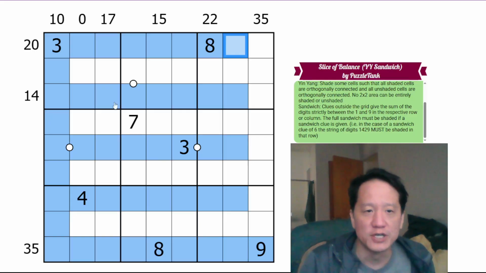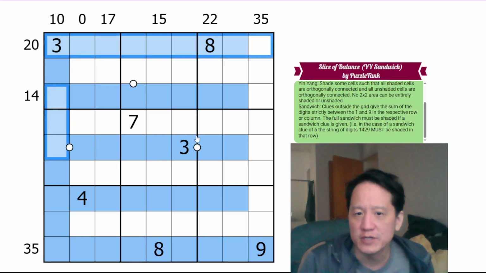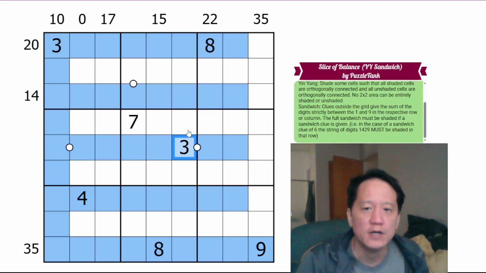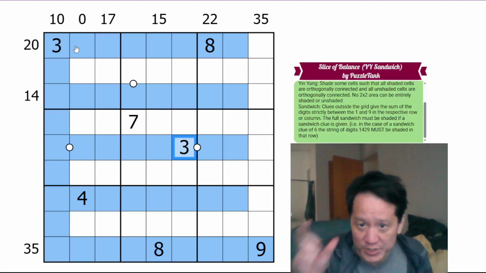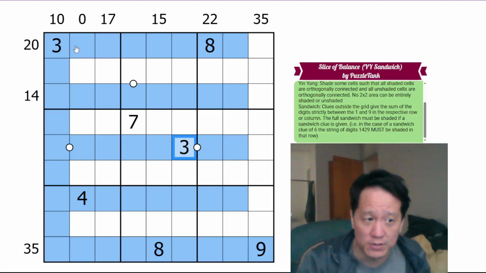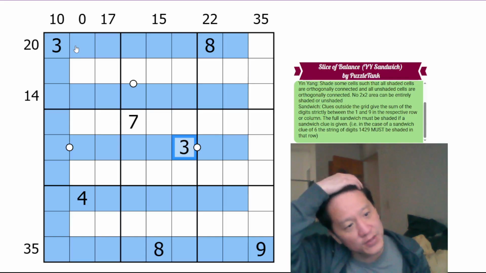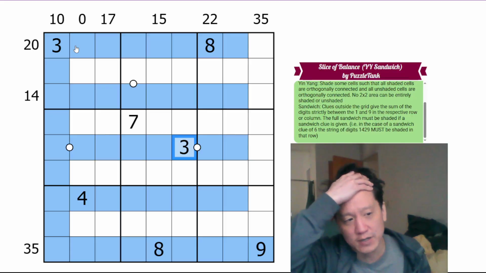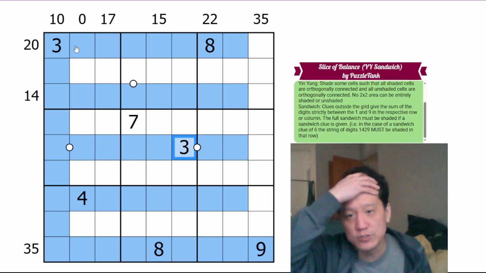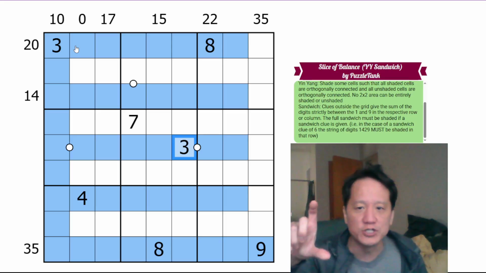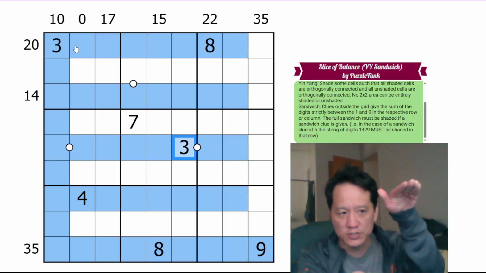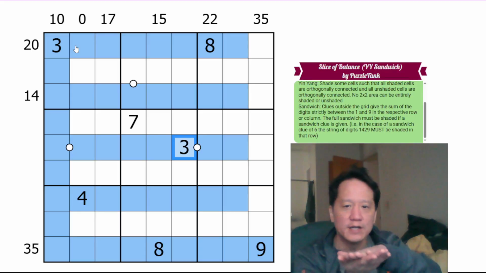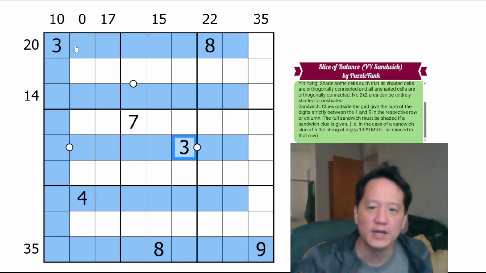So if a sandwich clue is given, right, so not all rows and columns have sandwich clues, but if a sandwich clue is given, then the full sandwich must be shaded. We don't have the negative constraint there, so we don't necessarily have that everything but the sandwich is shaded. But we do have to have the sandwich itself and the digits inside of it. So the 1 and 9 are the crusts, and the digits in between, which add up to the sum, must all be shaded in that row or column.